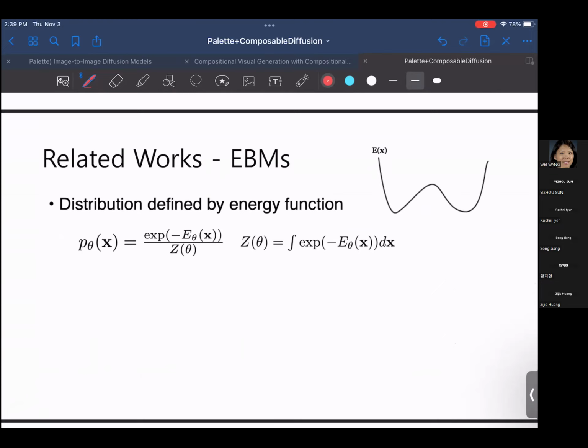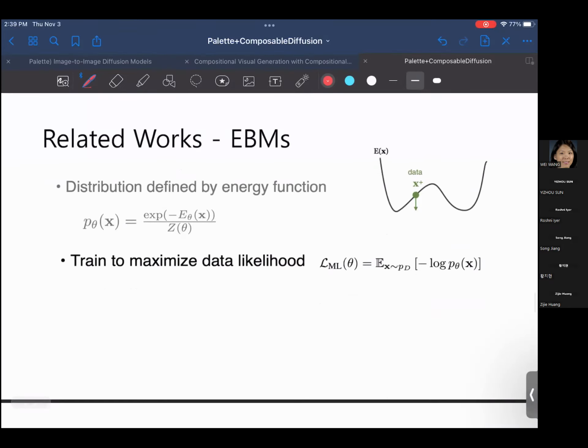The energy function uses this term as the target for maximizing data likelihood. When you look at this term, this is going to be e to the minus energy of x, and this is going to be the normalizing factor.